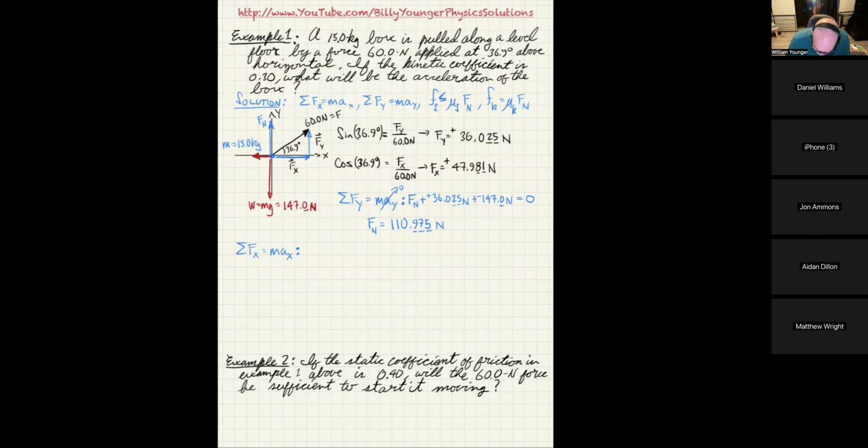So the forces in the x direction you can see are that force and this force. This one's obviously in the positive direction. This one's obviously in the negative direction. You're adding all of them, but some of them are positive and negative, so you have to take that into account. The positive one is F sub x, and we said that one was 47.981 newtons. And that one was a positive, so I'll put a positive by here.